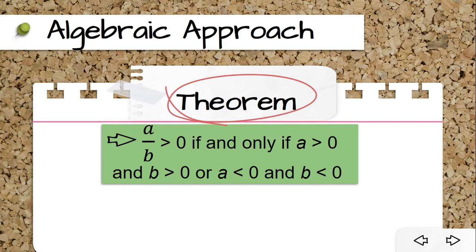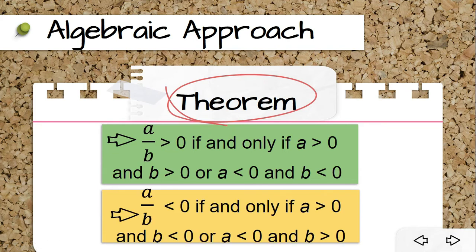For rational inequalities, we have a over b more than 0 if and only if a more than 0 and b more than 0. If a and b are positive, of course you get positive. That is the meaning of this theorem. Or if a less than 0 and b less than 0, where a is negative and b is negative, so if we have both negative, the result is always positive.